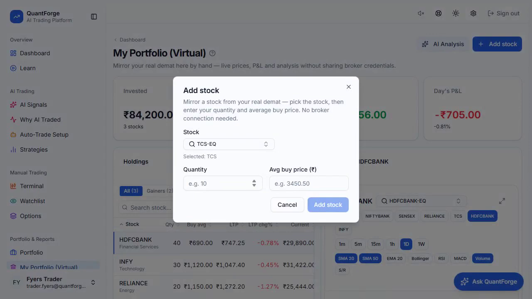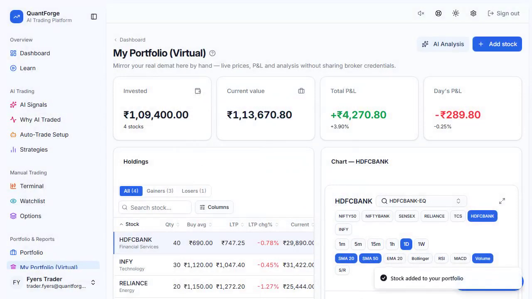Quantity is the number of shares, not the rupee value. Average price is per share. Save it. It appeared straight away, and there is already a price against it. That is the live market price, pulled the moment you saved. Everything to the right of it is calculated from that, you do not enter any of it.